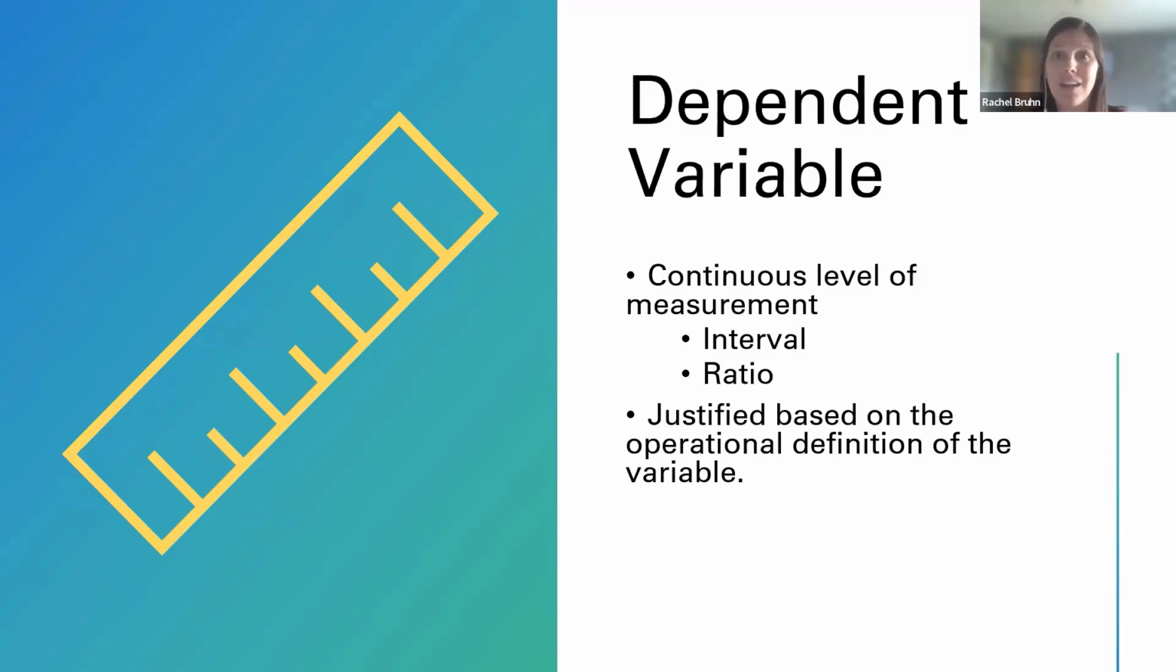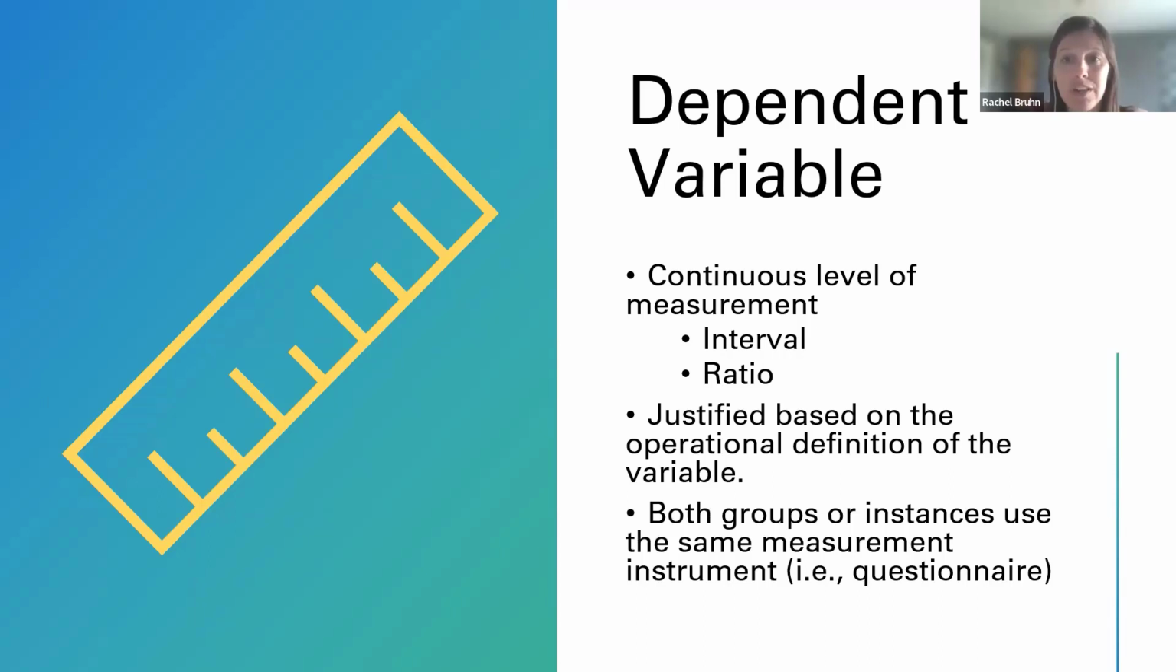Again, this is not a test that we can conduct. It's justified based on how you are measuring the variable. So you're going to explain that operational definition and use that to justify that it meets the requirements of being interval or ratio as a level of measurement.